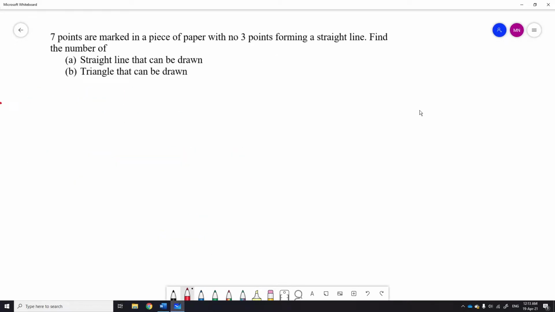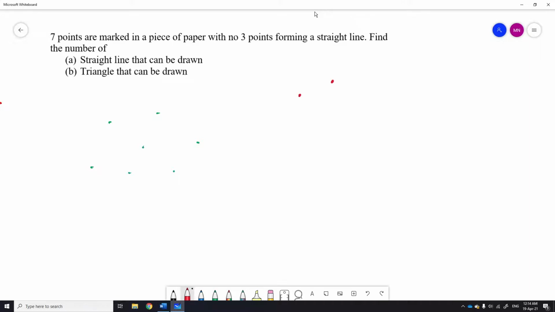Alright, so the next question is: 7 points are marked on a piece of paper with no 3 points forming a straight line. Find the number of straight lines that can be drawn. So that means we have 7 points: 1, 2, 3, 4, 5, 6 and 7. The meaning here is we want to form a straight line by only using 2 points. We are not allowed to form a straight line by using 3 points.